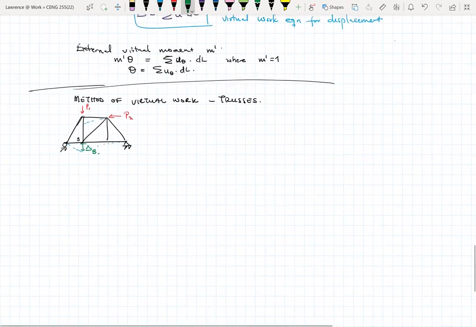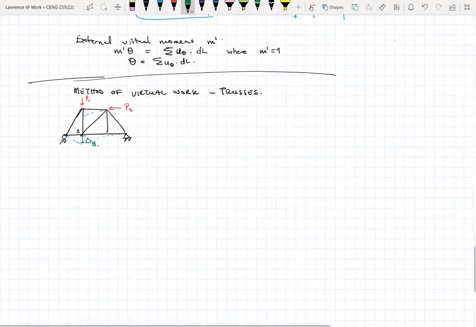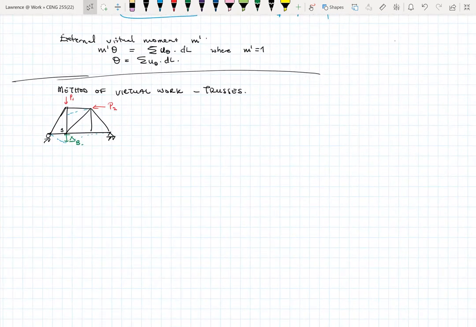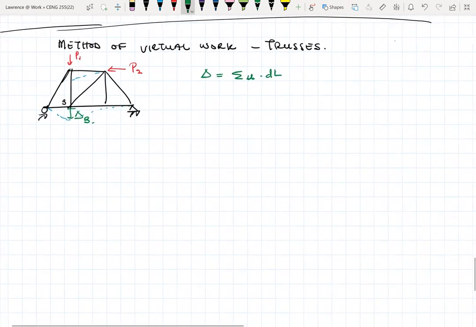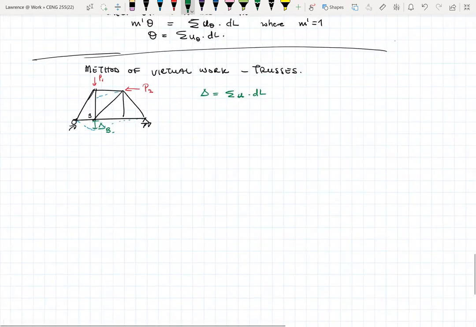From our virtual work approach, we've said our delta is equal to the summation of the internal loads times the change in the length. So that's for trusses.